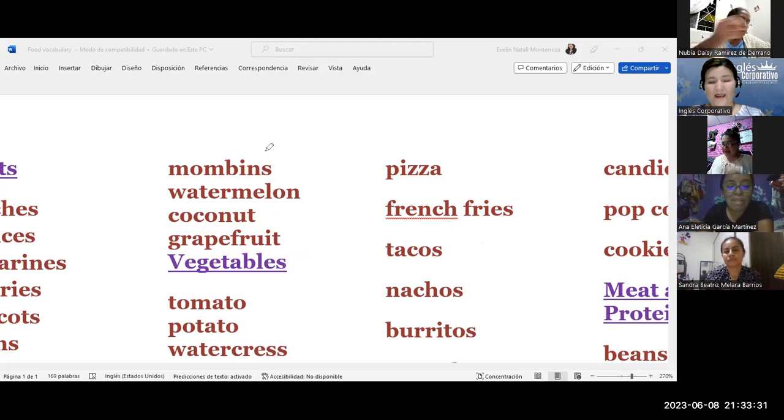coconut water is very good for the body. It's very delicious and it is very beneficial for the kidneys. Si usted tiene problemas ahí de los riñones, so that's very good.